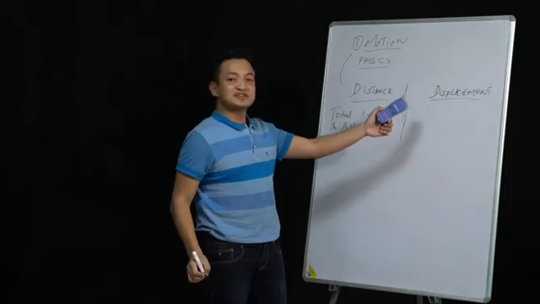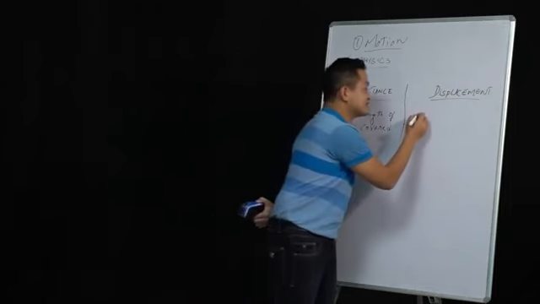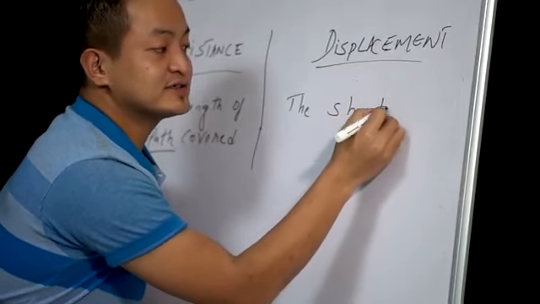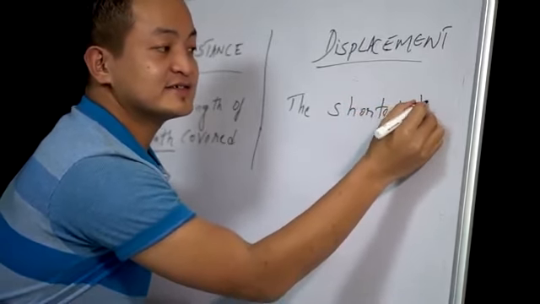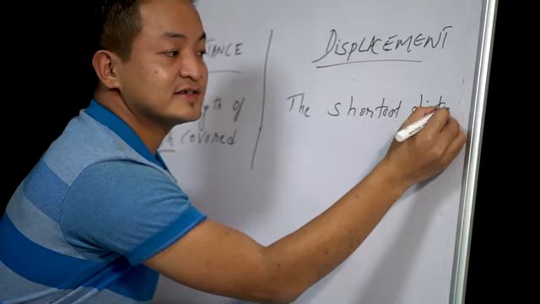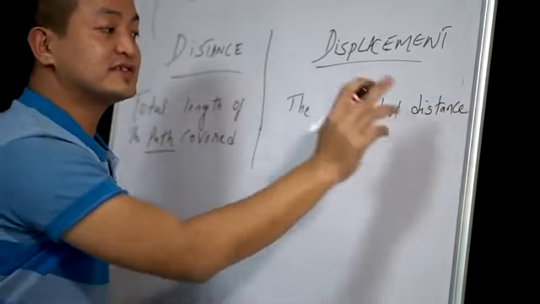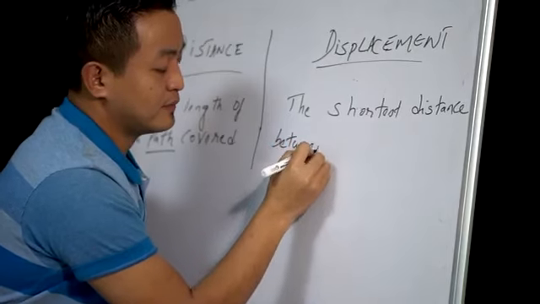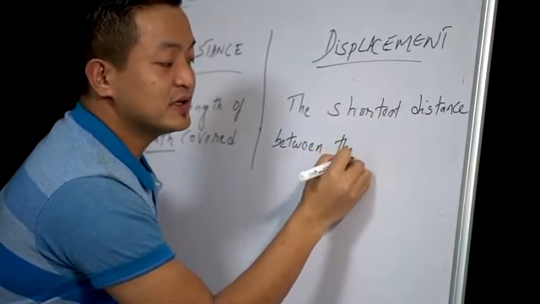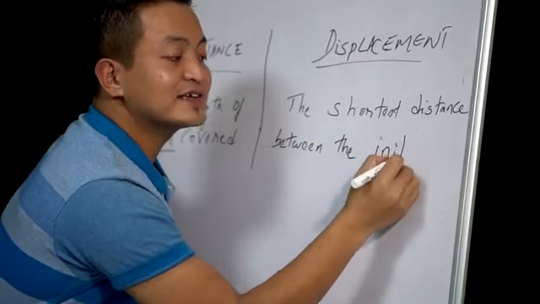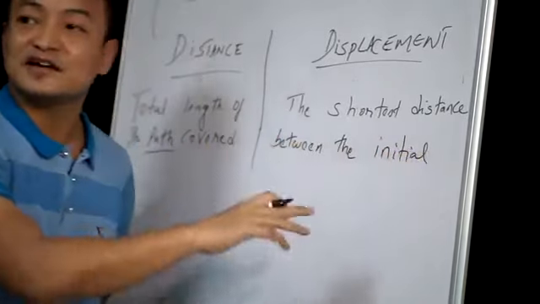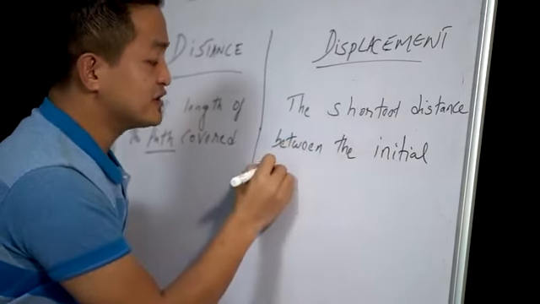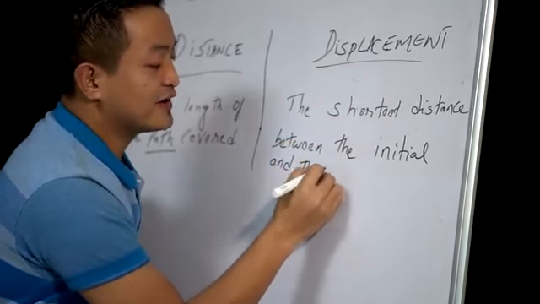And the definition for displacement is the shortest distance between the initial, when I say initial, students, it is the starting point. Clear? Initial, the shortest distance between the initial and the final point.